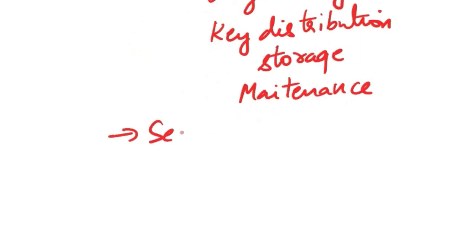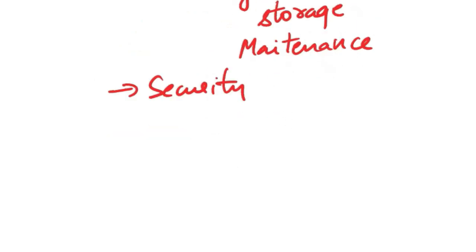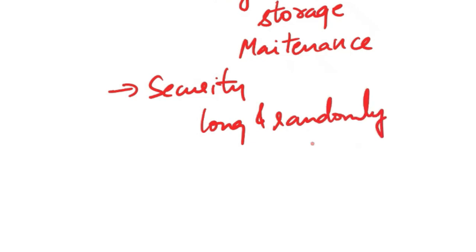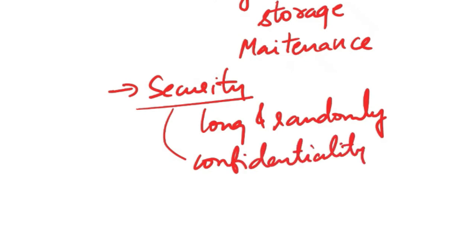Next, security. Symmetric encryption algorithms offer strong security when using sufficiently long and randomly generated keys. When properly implemented, symmetric cryptography provides confidentiality for encrypted data, protecting it from unauthorized access and disclosure.